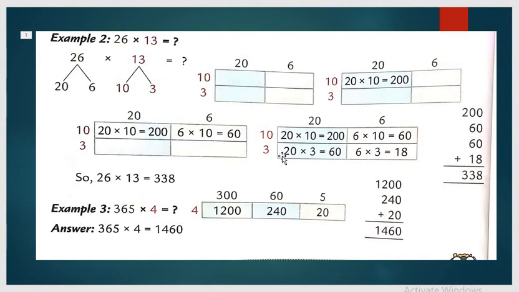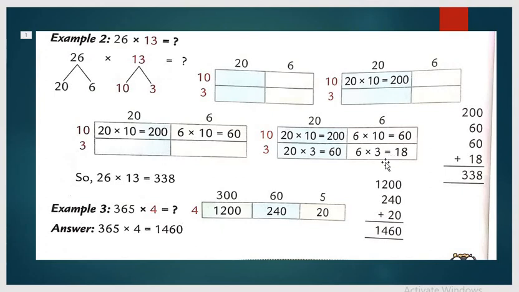20 multiplied by 3 is equal to, see, 2 3s are 6, so we wrote here the 6 and the 0 as it is. Got my points? Then after that, 6 multiplied by 3: 6 1s are 6, 6 2s are 12, and 6 3s are how many? 6 3s are 18. Understood?